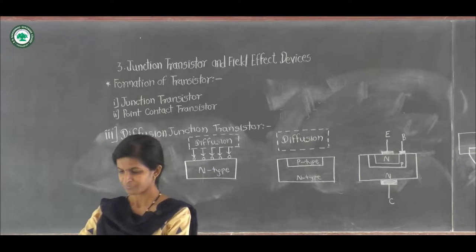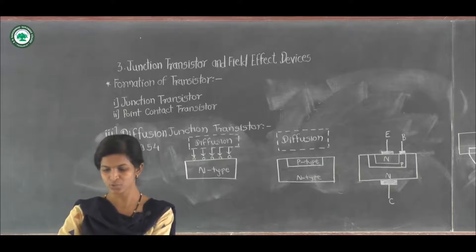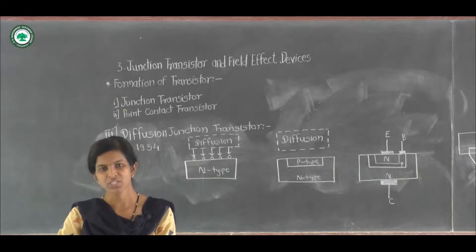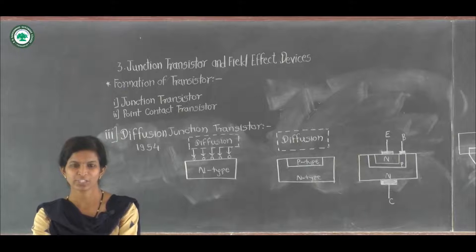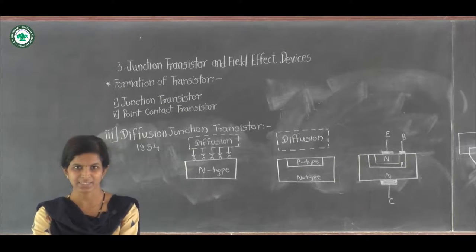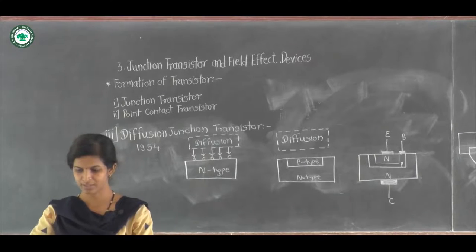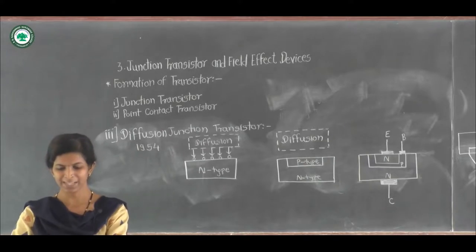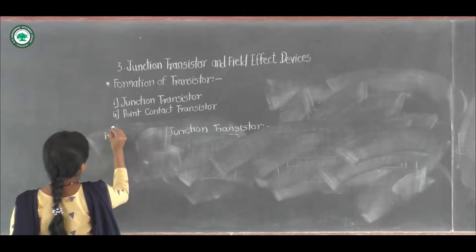So thus finally, a thin layer of SiO2 is grown over the entire surface and photoetched so that the aluminium contacts can be made for the emitter and base leads. So in this way, the diffusion junction transistor is formed. Then next type of transistor is epitaxial junction transistor. Fourth type is epitaxial junction transistor.